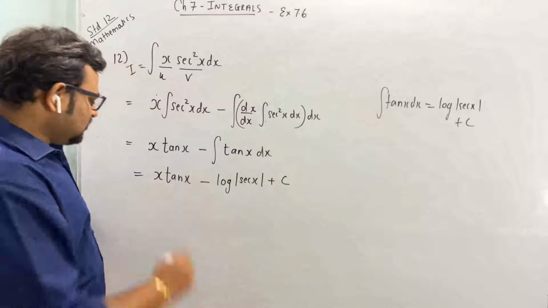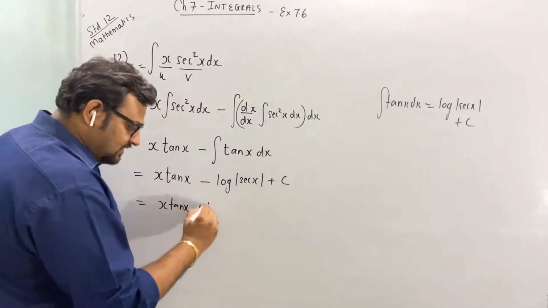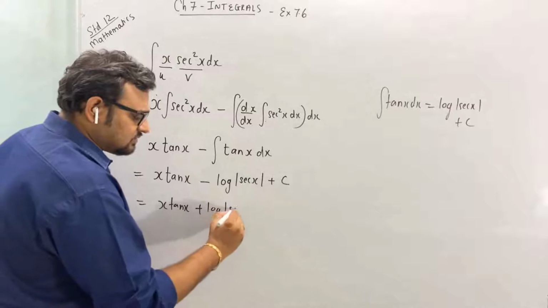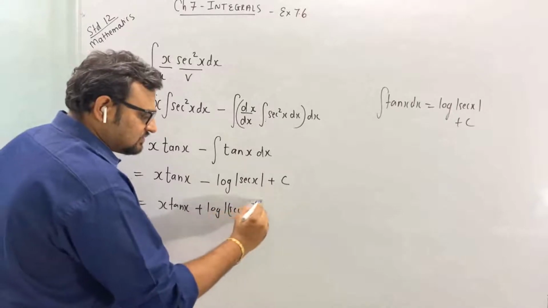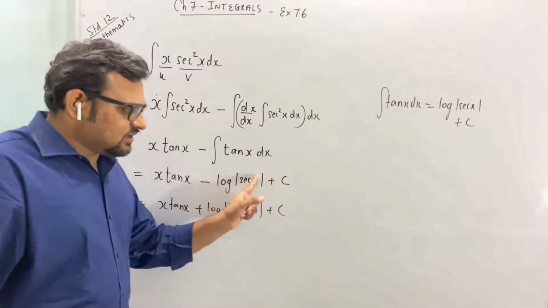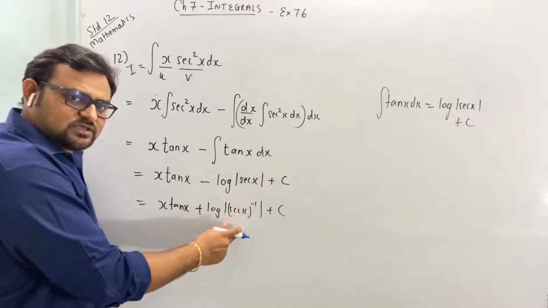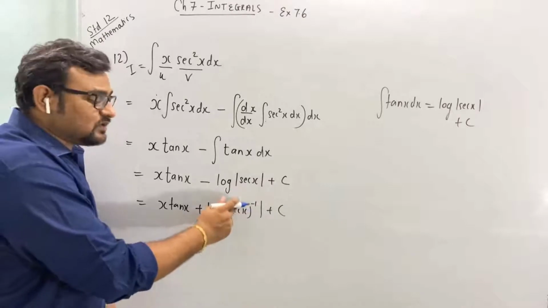Okay, you can also use it this way, plus sec x raised to minus 1. Here it is minus 1. It will go in this power. So this will be 1 upon sec square x. Now what is 1 upon, sorry, 1 upon sec x?